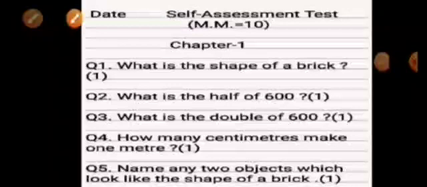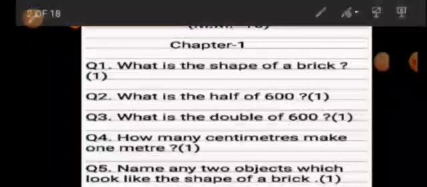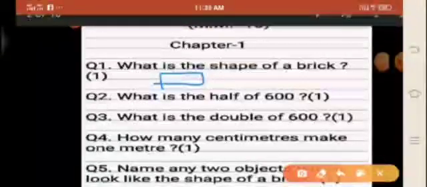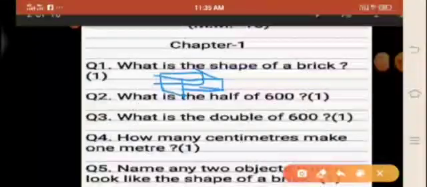Our first question was, what is the shape of a brick? If you have written rectangle, that is wrong. The shape is not rectangle, because here we have added all the 6 faces and then we get a new shape, and the name of the shape is cuboid.